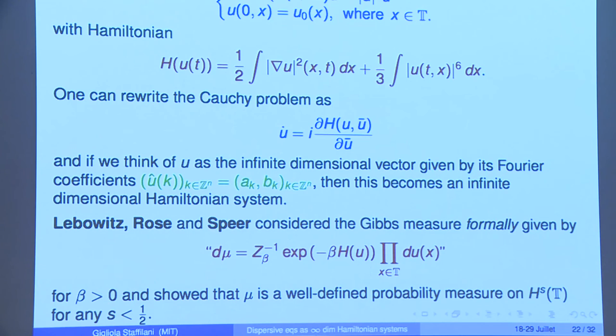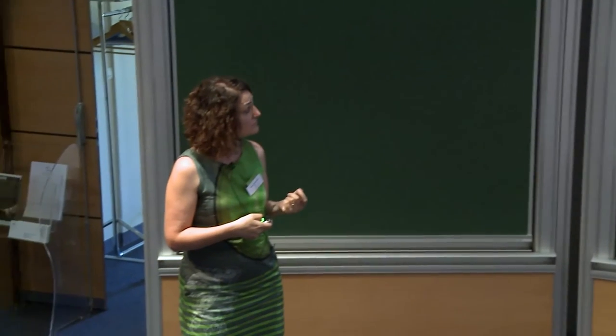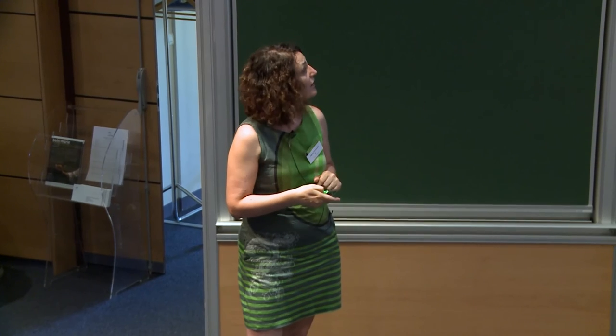But Lebowitz, Rose, and Speer proved that you can, in fact, make sense of this measure as long as you consider the measure in a certain space. And in fact, you can make sense of this thinking of mu to be a measure in, let's say, H^s(T), so the Sobolev space, but s has to be strictly less than a half. If you are at a half or bigger, you cannot. This doesn't make any sense. So the regularity of the space where you work, if you want to define the Gibbs measure, is very low. And it gets worse and worse as you go higher in dimension. So that's what I wanted to say.